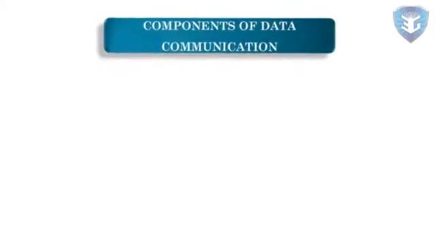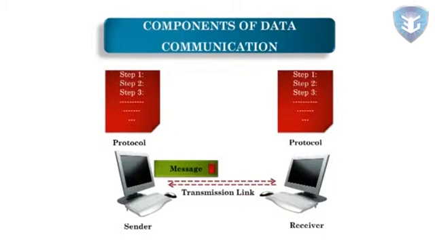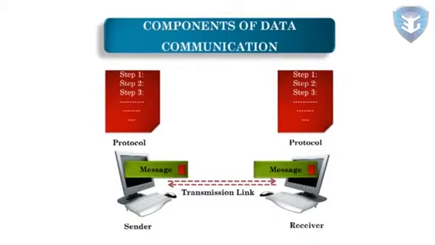Now let's study different components of data communication. There are 5 components that are associated with the data communication. They are message, which is the data to be communicated; sender, which is the device that sends the data message; receiver, which is the device that receives the message; transmission medium, which is the physical link by which a message travels; and protocols, which are the set of rules that governs data communication.